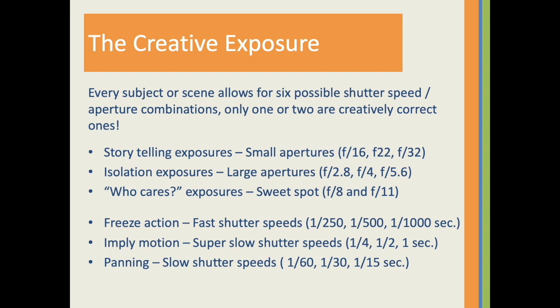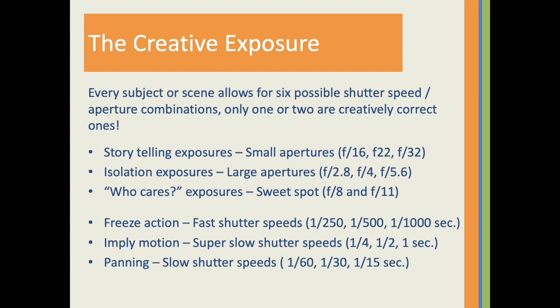So for example, storytelling exposures are small apertures where everything is sharp, between f16 and 32. Isolation exposures, where you want to emphasize your subject and have a blurred foreground or background, are large apertures between f2.8 and f5.6. And then in the middle of the road, you have what I call who cares apertures. And this is the sweet spot of your lens very often, where you are getting the most sharpness and contrast. This is like f8 and f11.